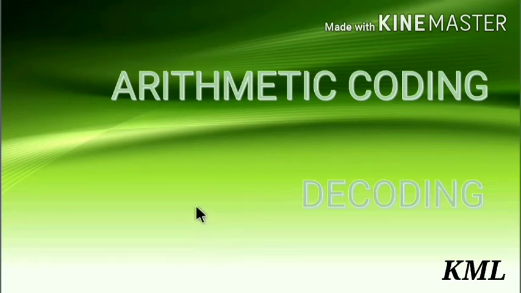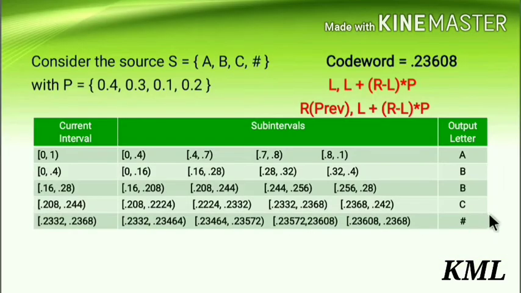Hello guys, welcome back. In the previous video we saw arithmetic encoding. Now we'll see decoding. Let's start. Here I have the same source as ABC hash and the corresponding probabilities 0.4, 0.3, 0.1 and 0.2, and you have the code word 0.23608. You got this output in the previous problem after encoding the input string. Now you have to use this for the decoding process.